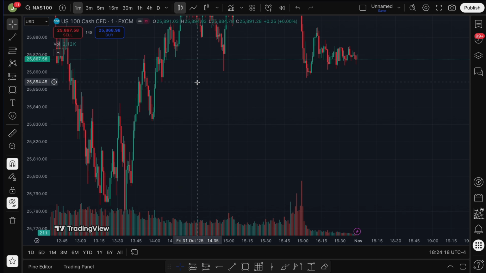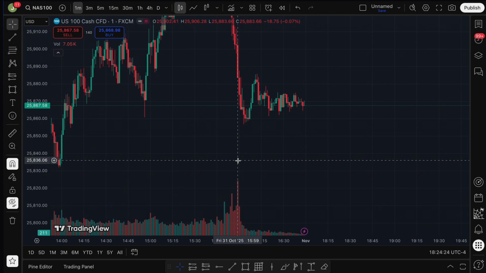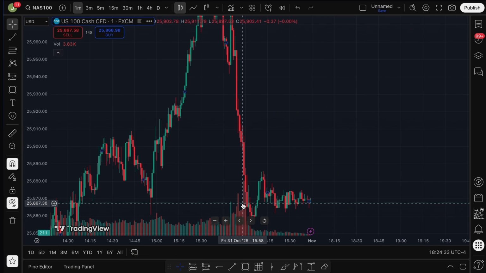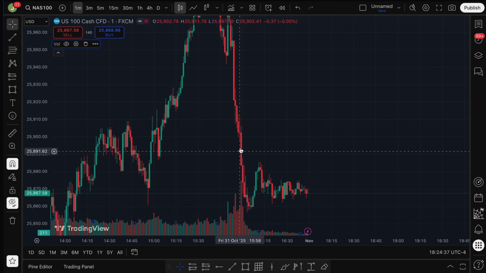You can see my mouse, you can see the volume bar right here. All these volume bars are volume bars for each candle. For this one right here, this very top one, it was regarding this candle right here. You can see it's in line with that bar. So this bar is in line with this candle.